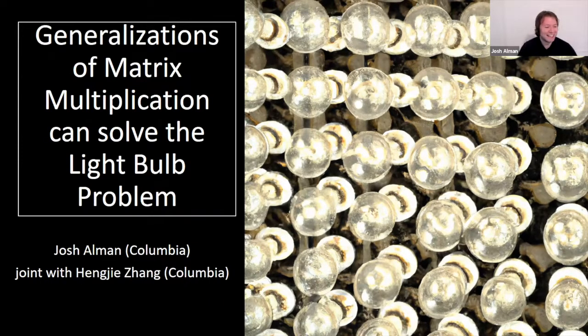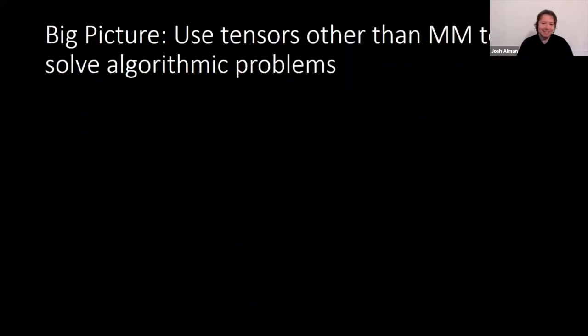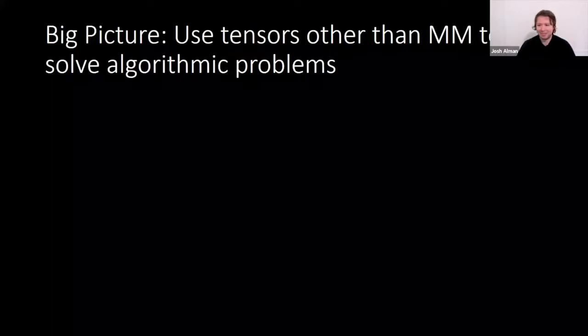Okay, anyway. So I want to tell you today about this algorithmic problem called the light bulb problem, and how you can solve it using generalizations of the matrix multiplication tensor. This is joint work with Hungji, who's a student here at Columbia. My big picture goal is to use tensors other than the matrix multiplication tensor to solve algorithmic problems.